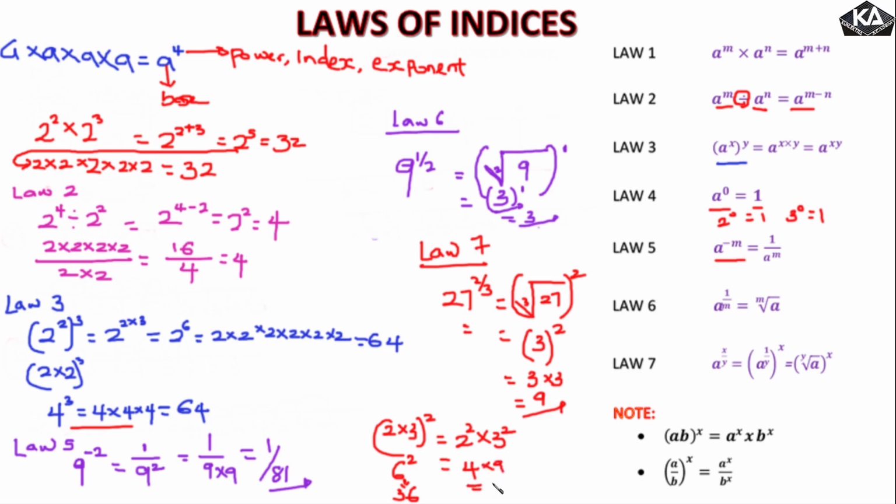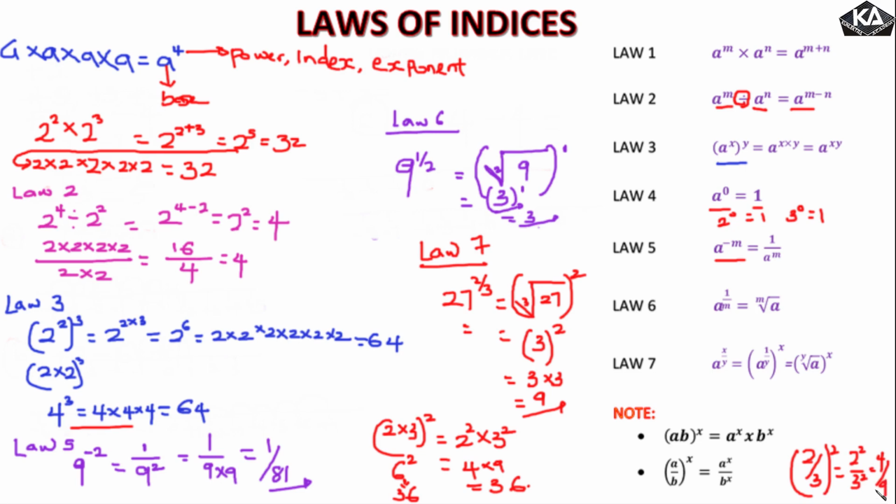Now, equally for the second note, that's when you have their division. Maybe you have 2 over 3, all raised to power 2. What will that give you? That's 2 raised to power 2 over 3 raised to power 2, and that is 4 over 9. Those are just those notes. Those notes will be very, very important when it comes to indices.